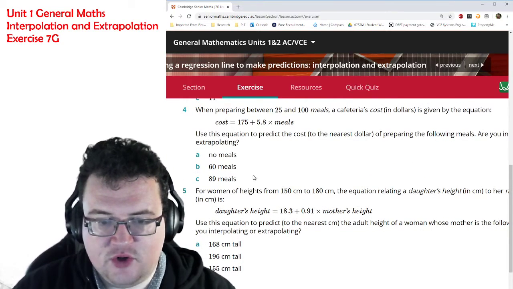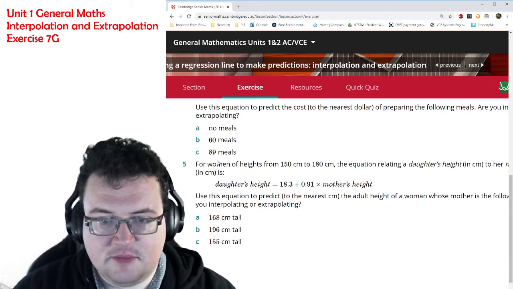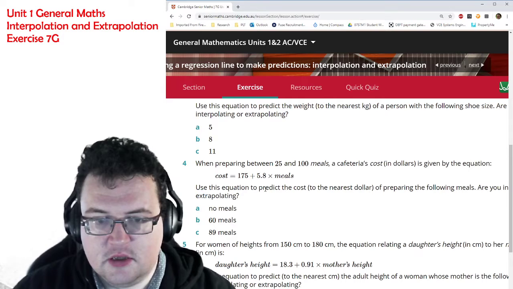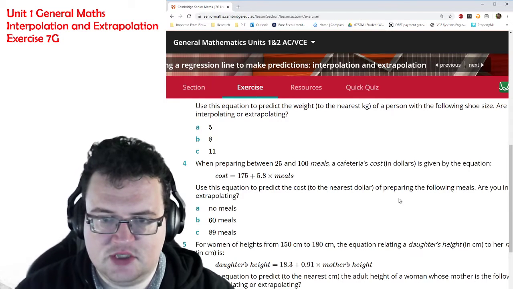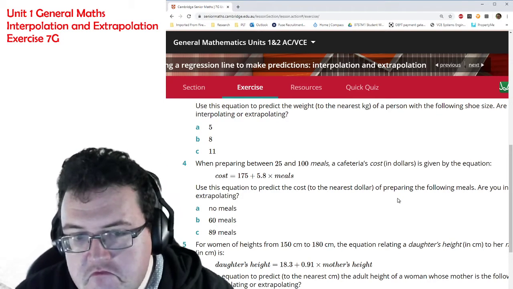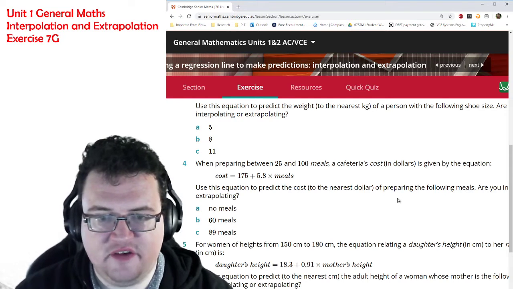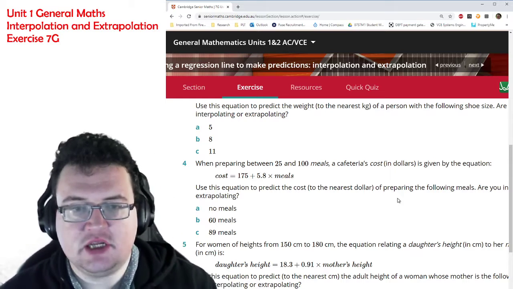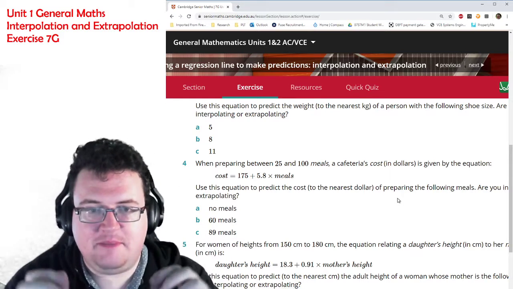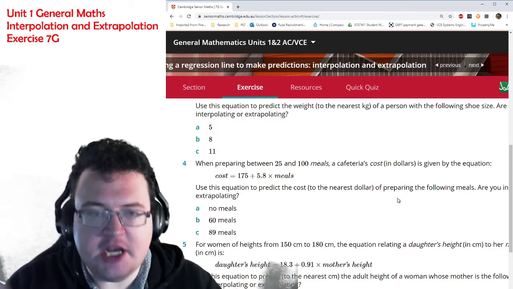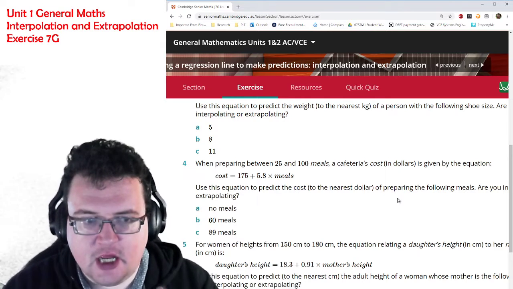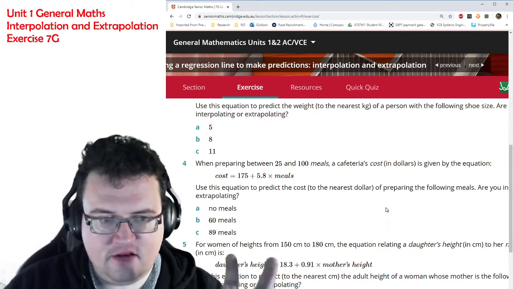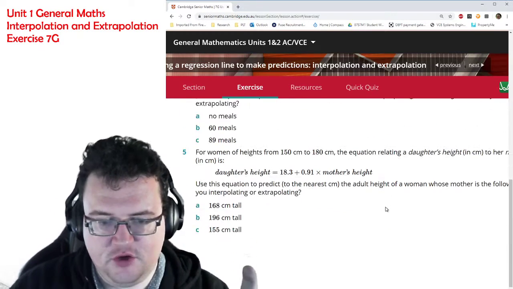So if we are looking at some of these other questions, for example, question 4, the cost to produce no meals. Well, 0 is less than 25, so therefore it would be an extrapolation. Extra simply means outside. Interpolation, inside. Hopefully that little distinction helps it make sense for you.